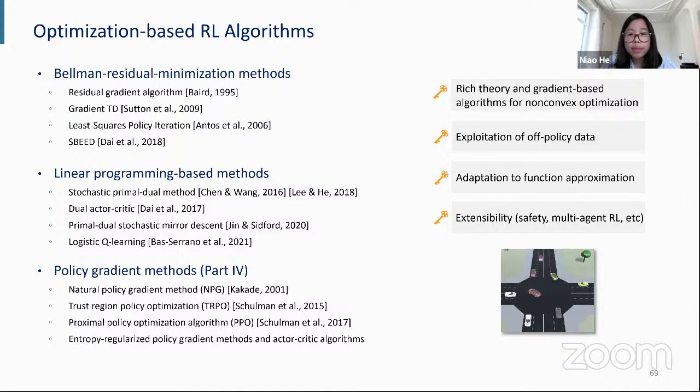Lastly, I should also mention that they are much more adaptive and extensible, because all of these optimization frameworks can be easily generalized to other settings. For instance, if you have safety considerations, you just add a bunch of constraints to your optimization problem. If you are dealing with multi-agent reinforcement learning, then you just pose it as a distributed optimization problem. So it's very easy to adjust to other, more complicated scenarios.